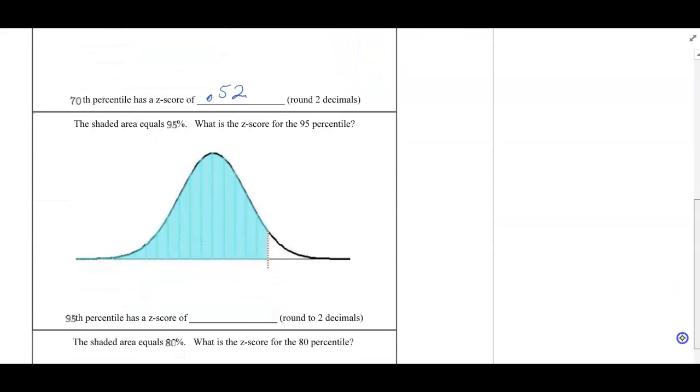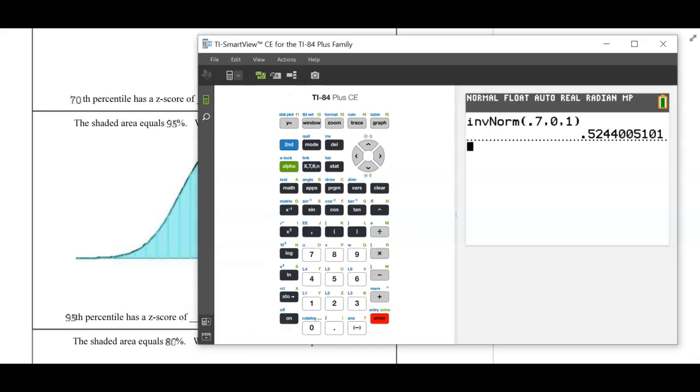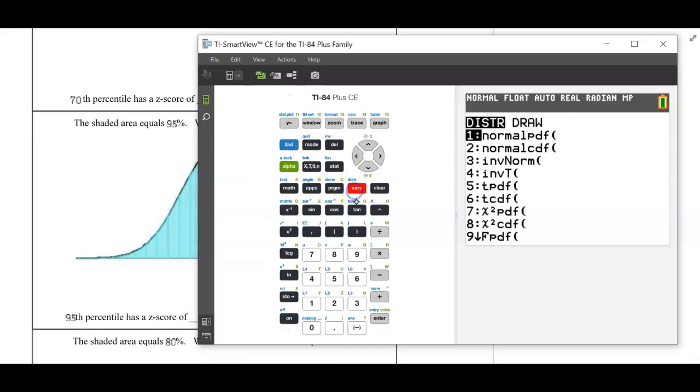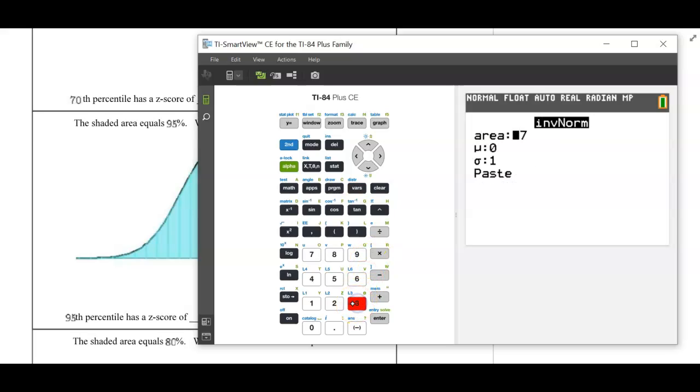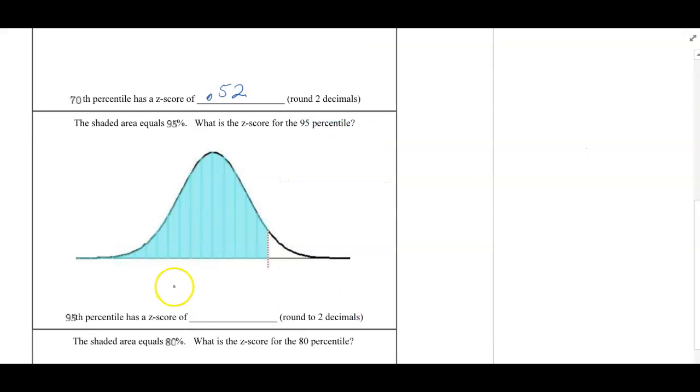Here we got the 95th percentile. So we're going to repeat that. Second distribution, inverse norm, but here we want 0.95 for the area. Moving down to paste. So 1.644. So the 95th percentile z-score is 1.64.